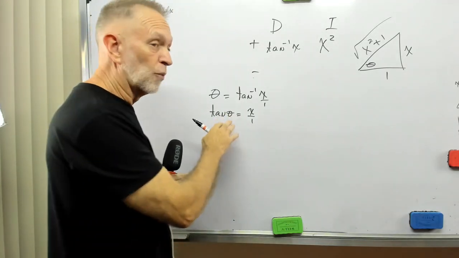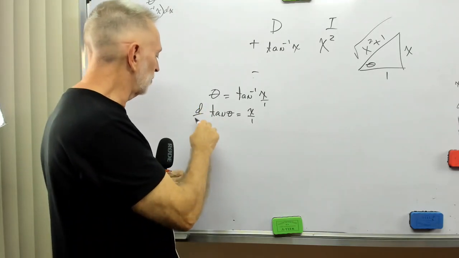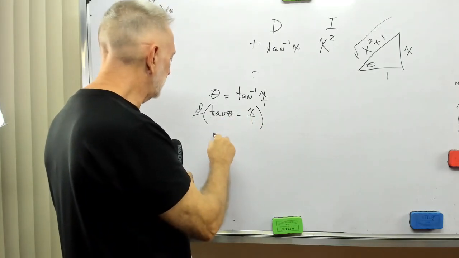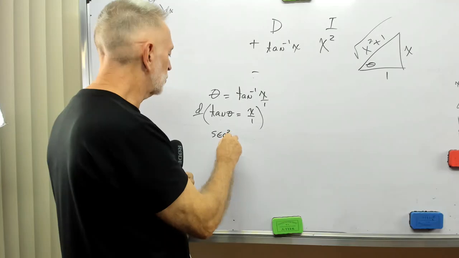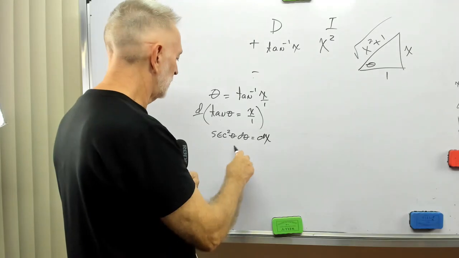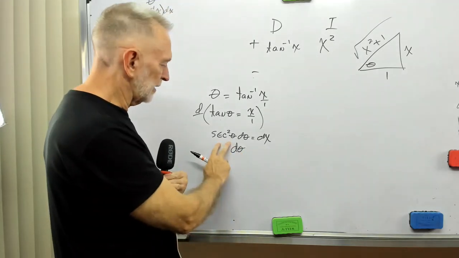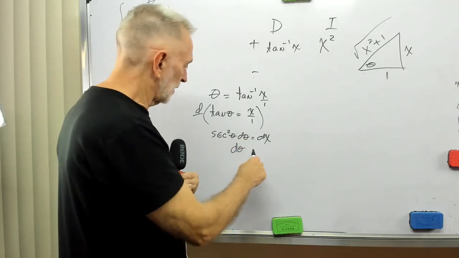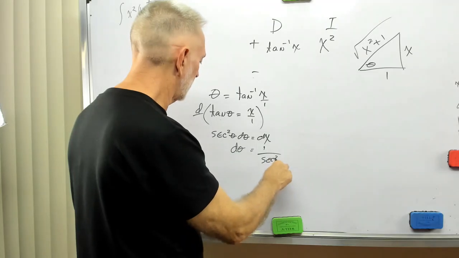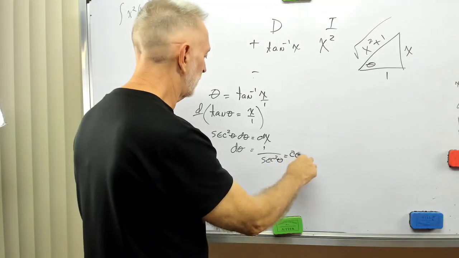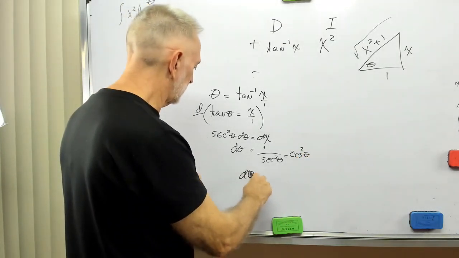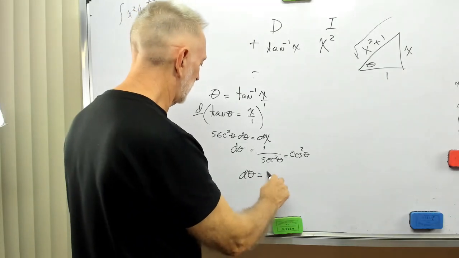Now then, let me take the derivative of tangent theta. The derivative of all of this, the derivative of tangent would be secant squared theta d theta, and that equals dx. So d theta, if I divide both sides by secant squared, then I get 1 over secant squared theta, which is what? Cosine squared theta. So that equals d theta. So d theta equals cosine squared theta.